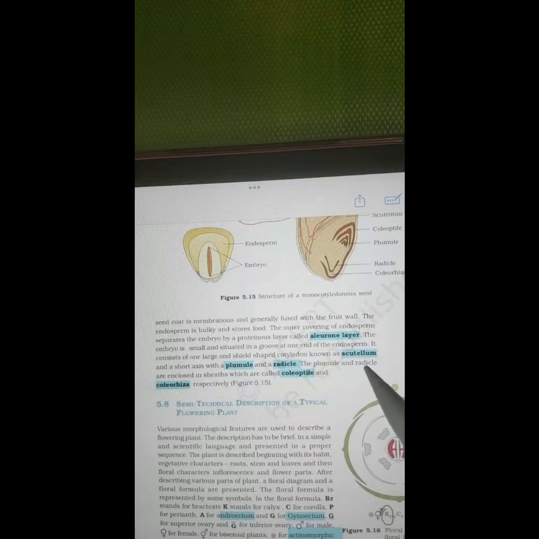Scutellum is the cotyledon of the monocot. Plumule and radicle you know. Coleoptile and coleorhiza are seen in the monocots, and coleoptile protects the plumule and coleorhiza protects the root. Now this is an important thing, and this diagram which is given to you is the floral diagram.